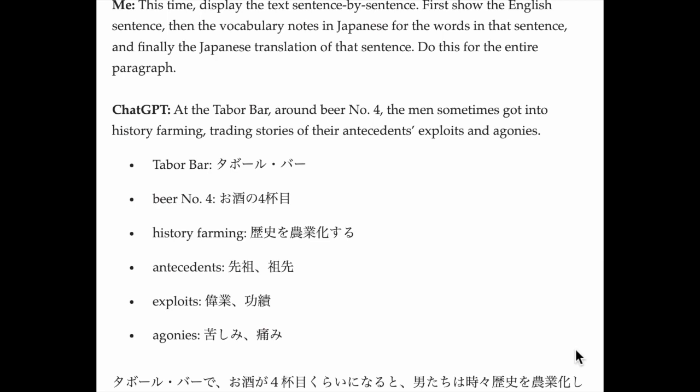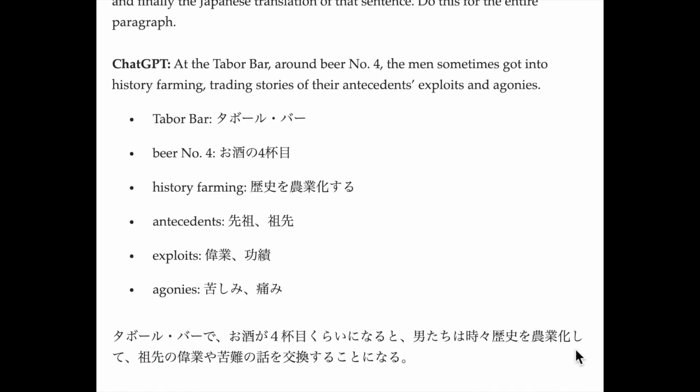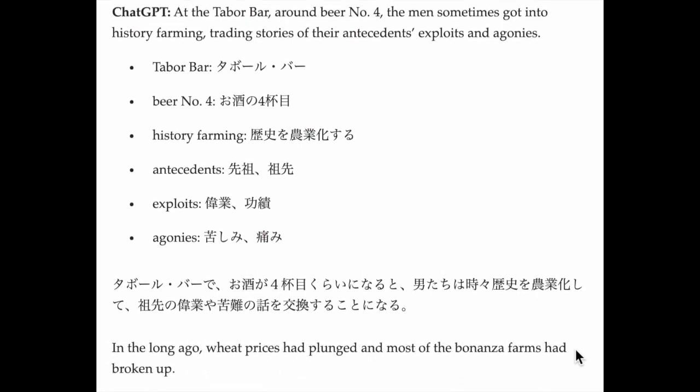And some, for example, translating the name of the bar is not really meaningful in this case. It's just a phonetic rendering in Japanese. Also, beer is translated as alcoholic beverage, which is not quite correct. But "history farming", I think if we go back and read the context, it's the Japanese translation, Rekishi o Nogyo Kasuru, is probably close enough. Maybe not perfect, but it's still pretty good.